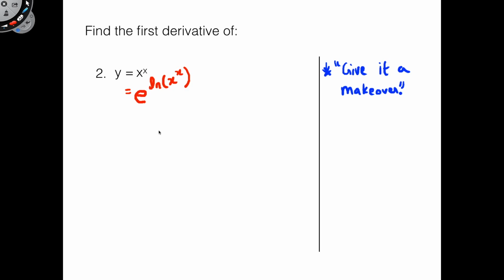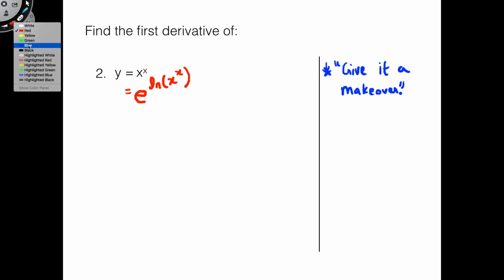Am I changing the value of this function? No, I'm not, because e to the natural log is just basically like saying, I don't know, multiply by 2 and then divide by 2. You're not actually changing the value of the function. You're just making it look a little bit different. This is very similar to multiplying by a conjugate. We're not changing the value. So what this allows us to do is give it a makeover and turn it into something we can solve.